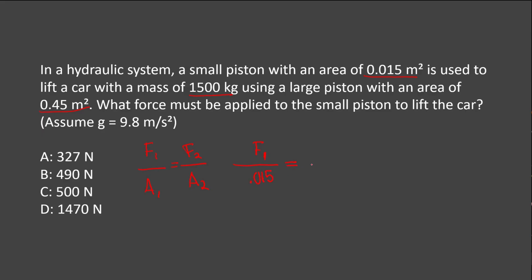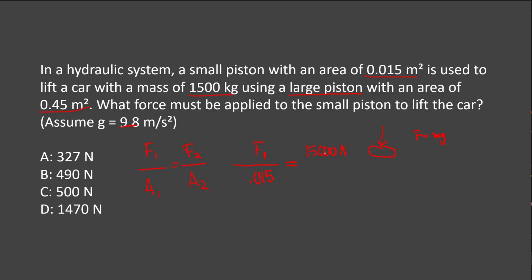That's going to be equal to, and what is F2? What is the force we want to apply to the large piston? Well, the answer is that we want to be able to apply the force counteracting the force of the car, right? The car is heavy and it applies a force on the piston due to gravity, right? And so F is equal to mg. Force is equal to mass times the gravitational constant. And so in this case, I'm going to go ahead and round this number to 10, and that's going to be 15,000. So 15,000 newtons.